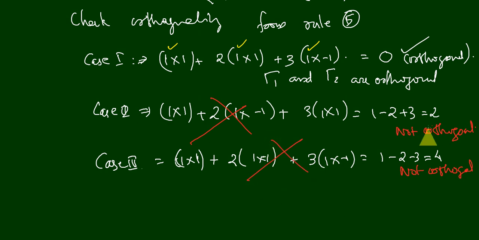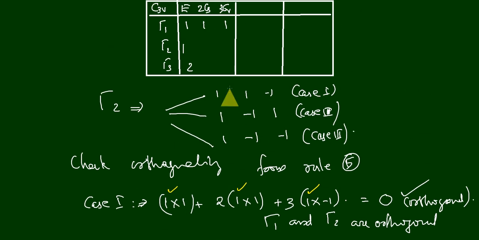Case 2 and case 3 are not valid. Only case 1 is valid because that will only form the orthogonal set with gamma 1. So now we have the second character set also. What is the second character set? The second character set is this one: 1, 1, minus 1.